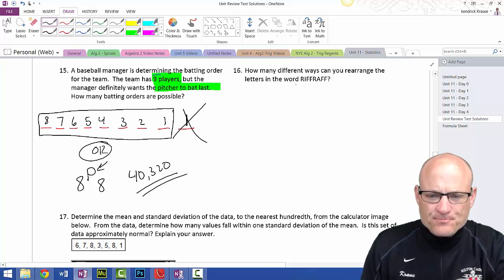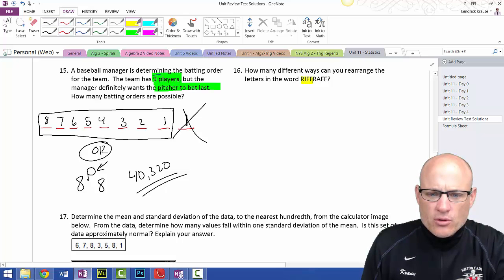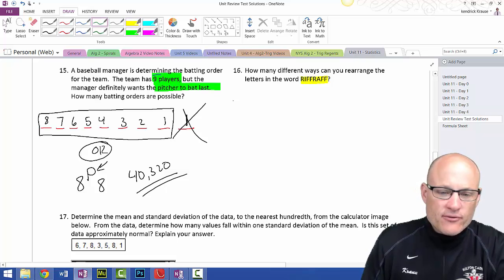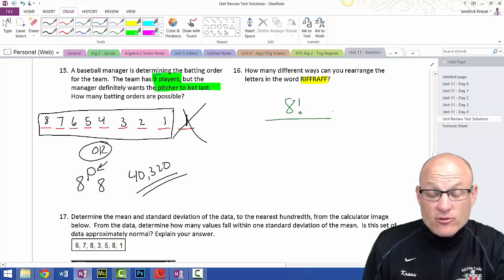Riff raff. There are 8 letters in riff raff. So I'm going to start with 8 factorial. Now, if they were all different, my answer would be 8 factorial. They are not all different. I have two r's, so I need to divide by 2 factorial for the r's.